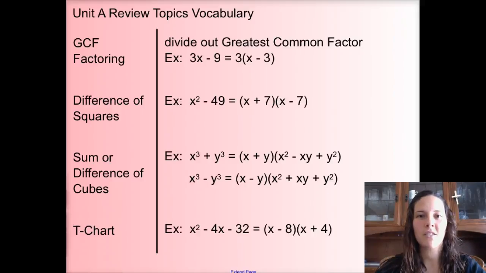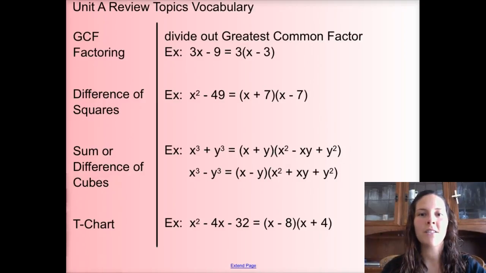We're starting our factoring lesson. Factoring is really a fancy word for dividing. So what we're doing is the reverse of our distributive property that we just looked at on our last lesson. The different types of factoring include GCF factoring, which is finding the greatest common factor, what goes into all of the terms, and then you divide it out.